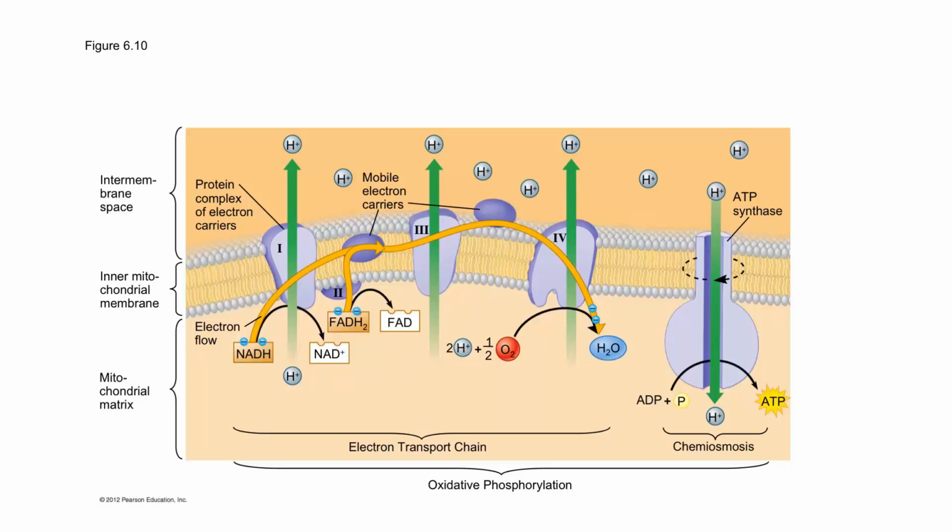Meanwhile, our FADH2s are going to enter at the second protein. And when they do this, they're going to do the same thing. They're going to release their electrons, and these electrons will travel from protein to protein until they get to protein 4. When we look at this diagram, we can see that when NADHs and FADH2s release their electrons, we're left with an NAD+ and an FAD. These molecules will go back to the Krebs cycle or back to glycolysis, so more NADHs and FADH2s can be made.